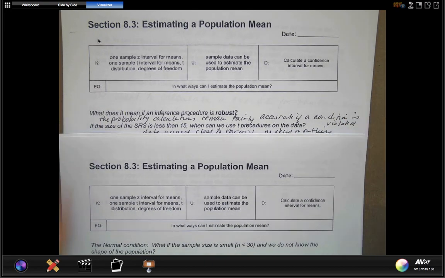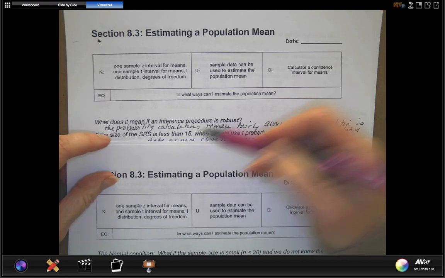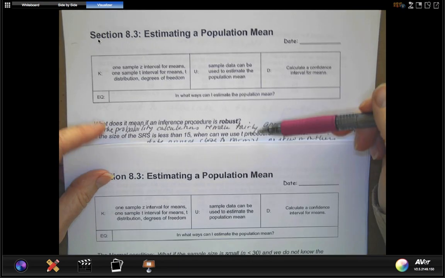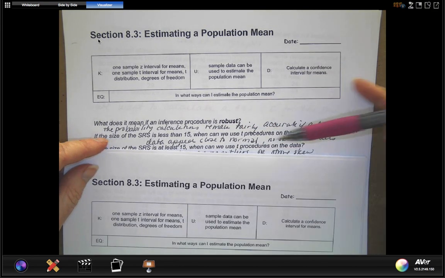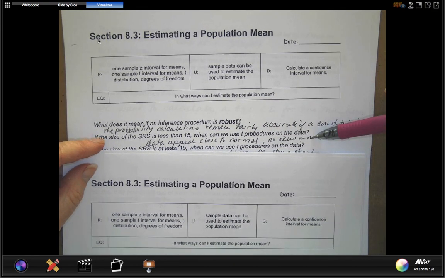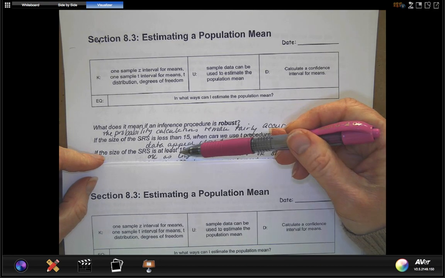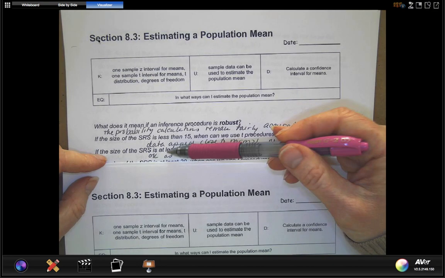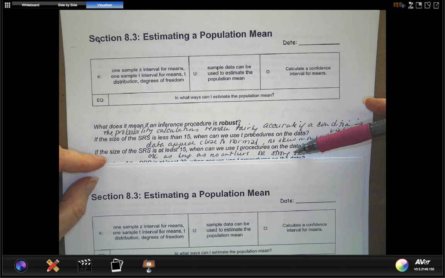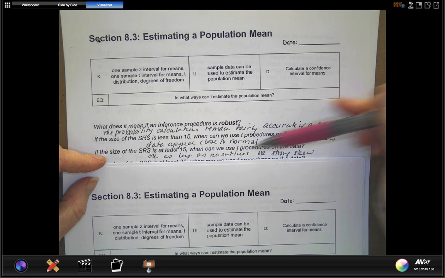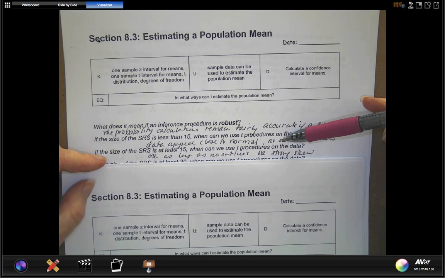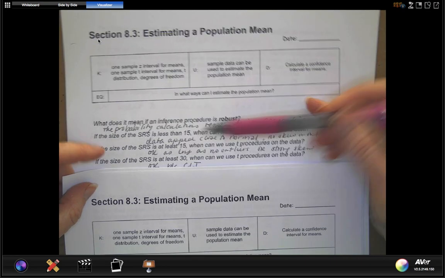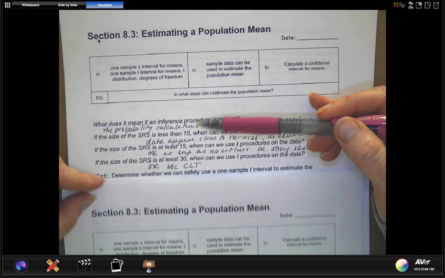If your simple random sample size is less than 15, you could use the t procedures if data appear close to normal, so you want no skew or outliers. If you're at least 15 but less than 30, you're okay as long as there's no outliers or strong skew. In both of these cases, you don't want outliers. Here you can handle some skew. Here you really don't want any skew at all. If you're at least 30, you're fine because of the central limit theorem.